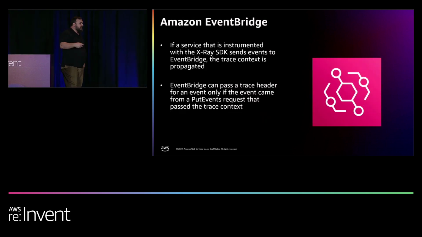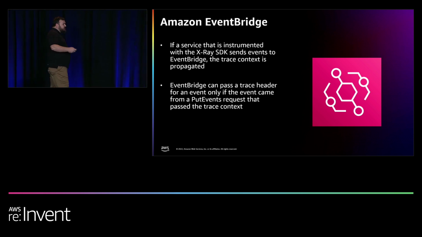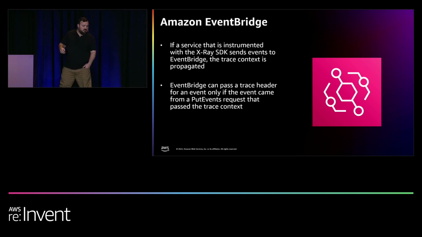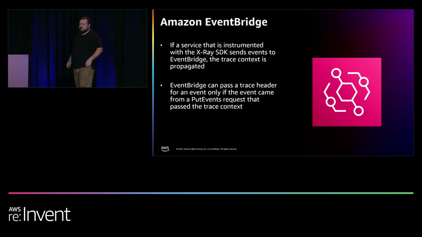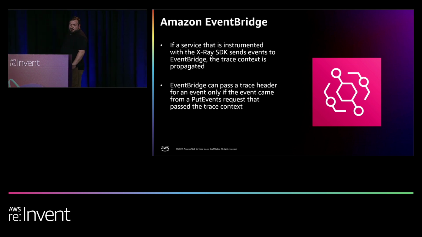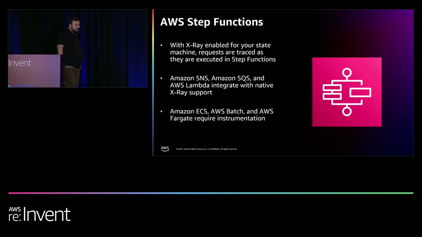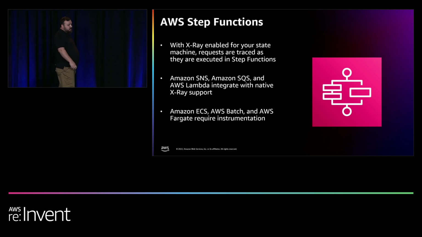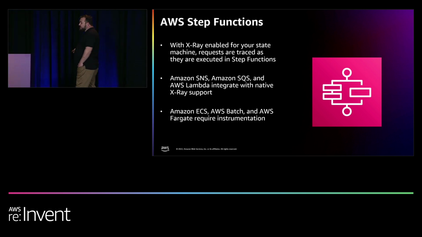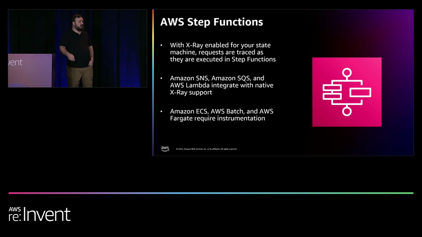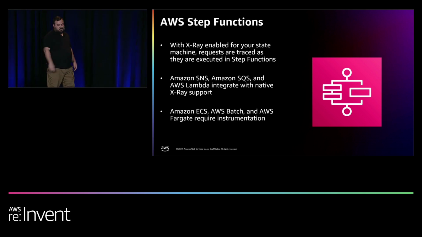EventBridge, we actually just recently, maybe a few weeks or a few months ago, EventBridge supports tracing, right? However, you need to read the documentation, understand that it will support tracing only if the event came from a put event. Step Functions is supported for step functions that call SNS, SQS, Lambda. It's going to work natively without you having to do anything. If you have step functions that are interacting with Batch, Fargate, or ECS, you will have to do some instrumentation. So the point here is look at the documentation, understand what's supported and what's not.